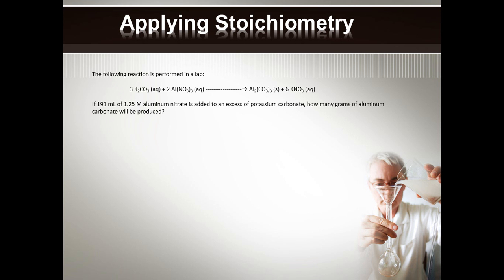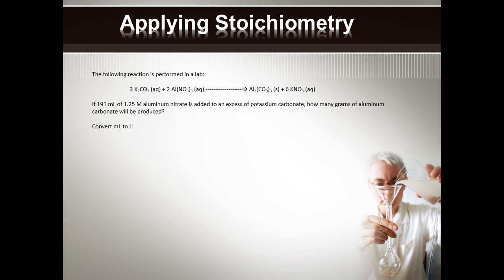If we have 191 milliliters of 1.25 molar aluminum nitrate added to an excess of potassium carbonate, how many grams of aluminum carbonate will be produced? Okay. Once again, none of this is anything different from what we've done before. This is just a review. But the first thing we need to do is convert that milliliters to liters, because remember, we've got molarity there, but molarity is the same thing as moles over liters. So if I can get my volume into liters, then I can get into moles. And remember, the basis of stoichiometry, get it into moles and you can go anywhere.